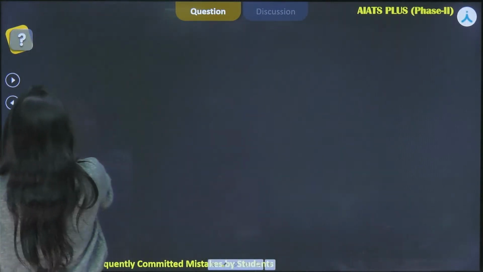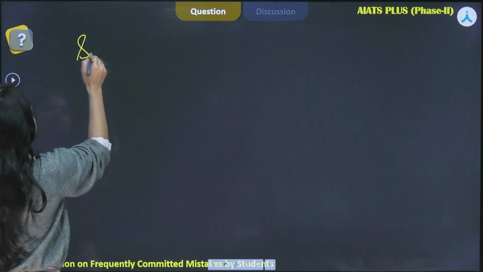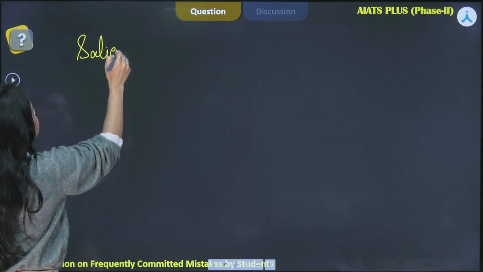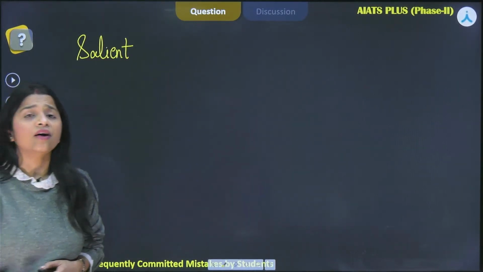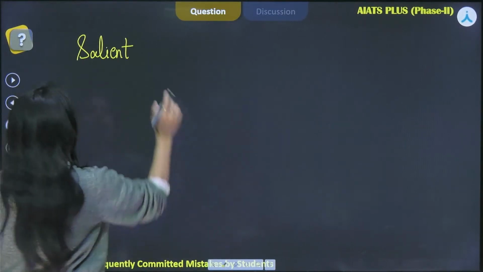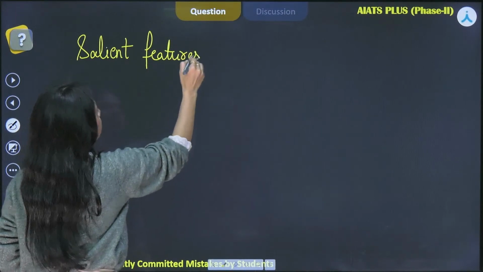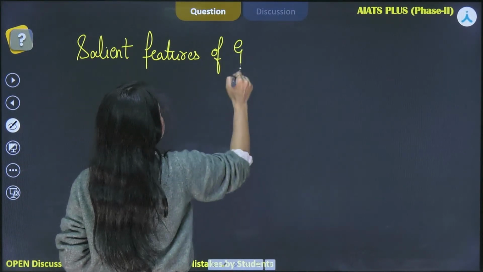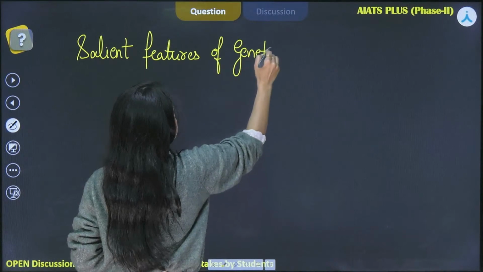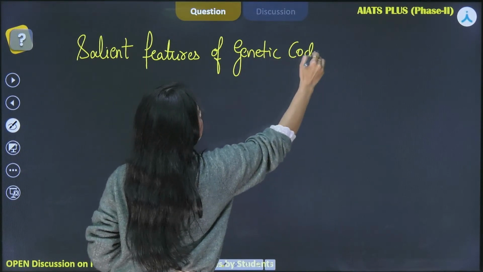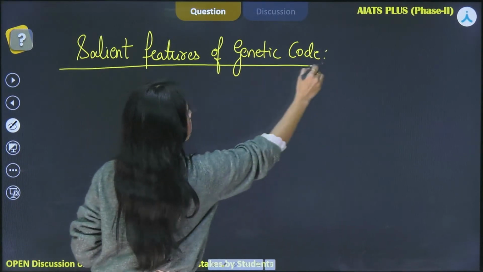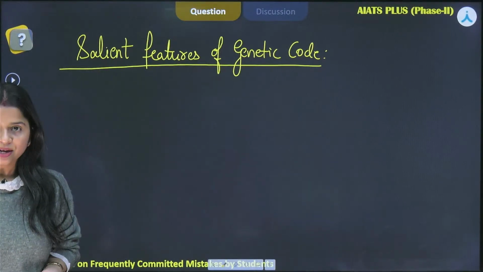So while we are speaking of the salient features that are there in your NCERT, questions are often asked, they are very, very important, okay? So salient features of genetic code. What is genetic code? What do we understand by genetic code?